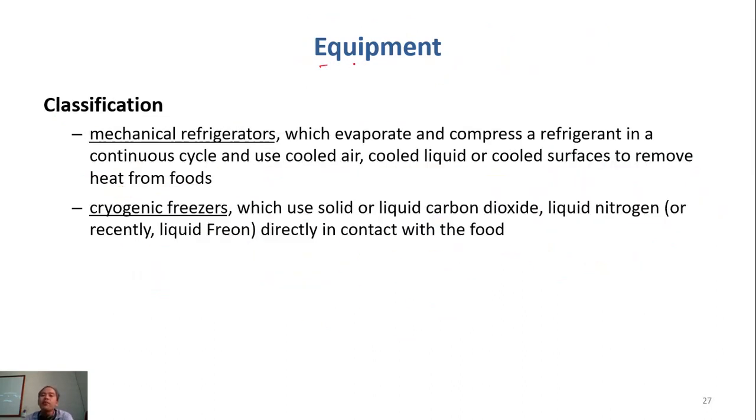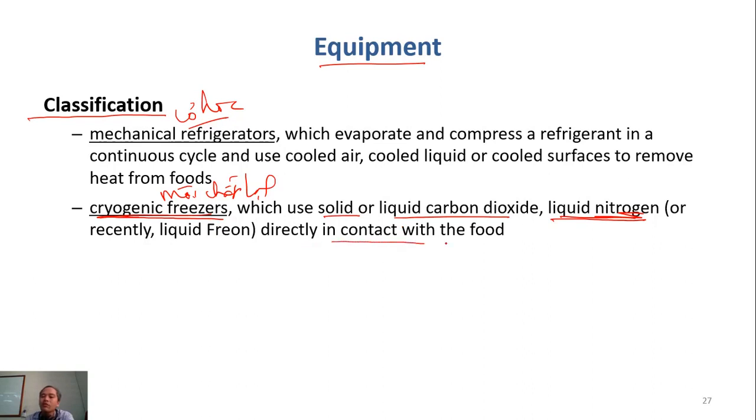For freezing equipment, there are two classes, two groups of equipment. One is called mechanical refrigerator, là tủ lạnh cơ học. Mechanical refrigerator. And the other group is called cryogenic freezers. Cái này gọi là hệ thống lạnh, môi chất lạnh. For this type of freezer, we use cryogen, especially liquid nitrogen, liquid CO2, or solid CO2 to freeze the food. And this cryogen, môi chất lạnh, will have direct contact with the food.